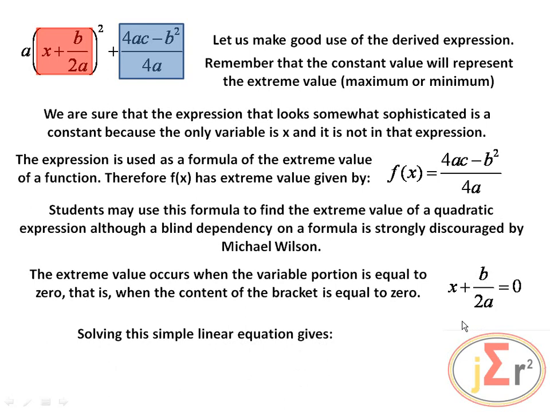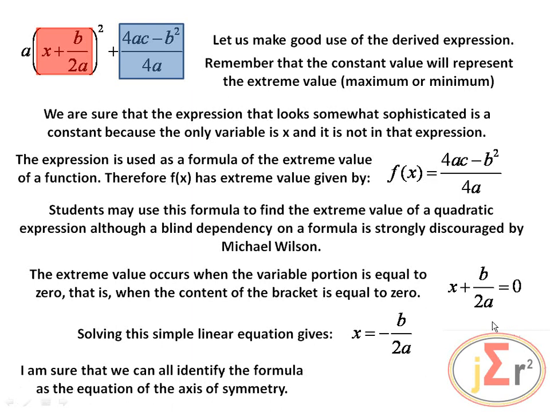Solving this simple linear equation gives, just put this on the other side by transposition, where it will acquire a negative sign. x is equal to negative b over 2a, and that we can identify as the equation of the axis of symmetry.